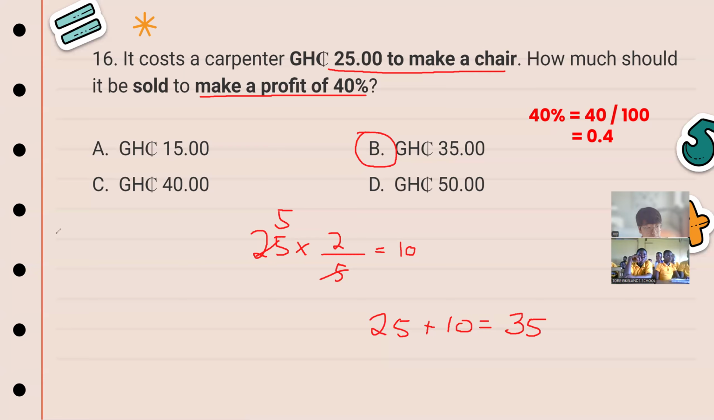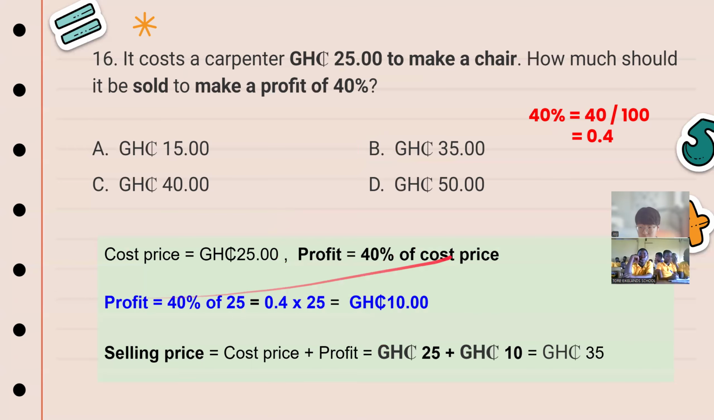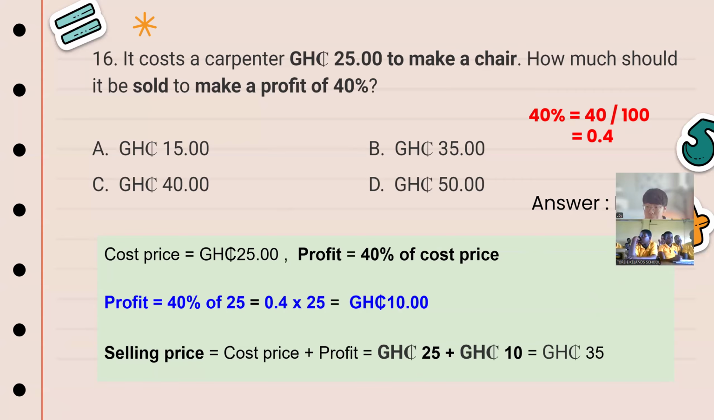Okay, you got it. Nice. So here's just the explanation of what I just did. 40% of 25 is 10 cedis, and then the selling price should be cost price plus the profit. 25 plus 10, which is 35. If you've finished writing down, we can move on to the next question, if you're ready.